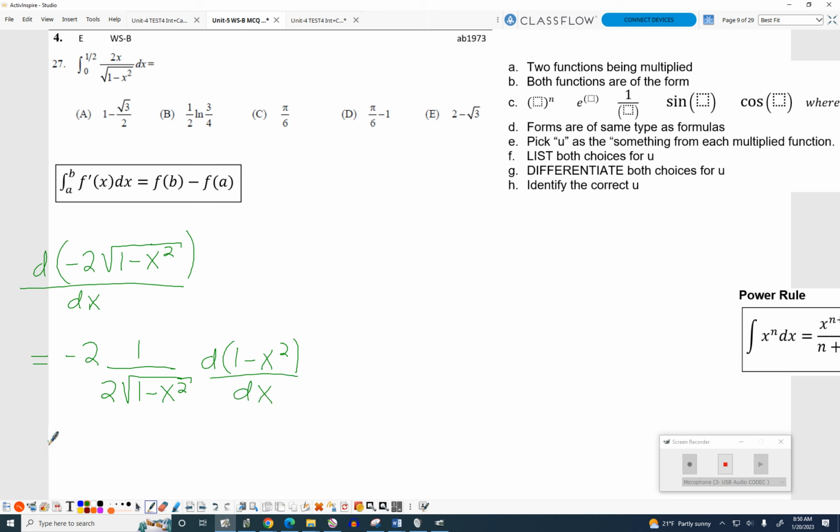Jake, what's next? You don't need to worry about the 1. Well, you could probably bring the 2 over. Divide out the 2's, so you'd have negative 1 over square root of 1 minus x squared multiplied by negative 2x. Perfect. Worked. Exactly what we started with. Questions? Cool. So the check works.